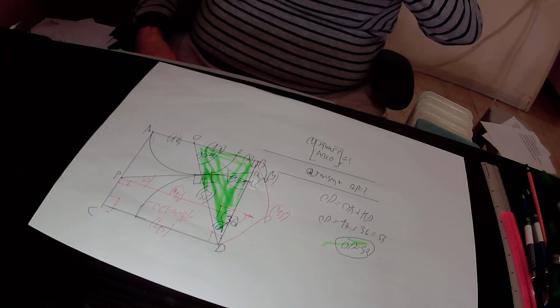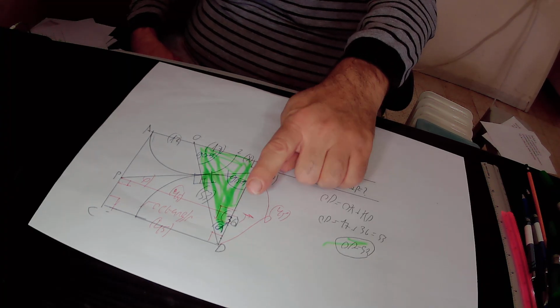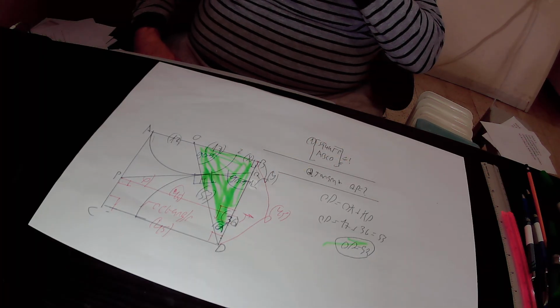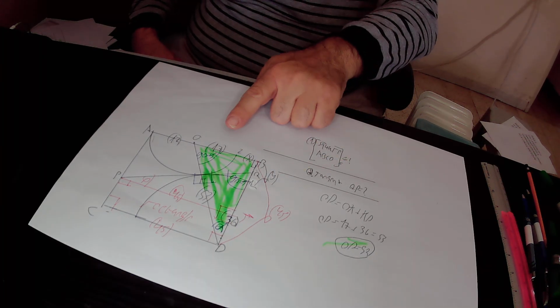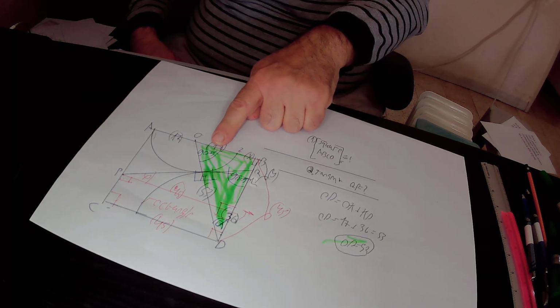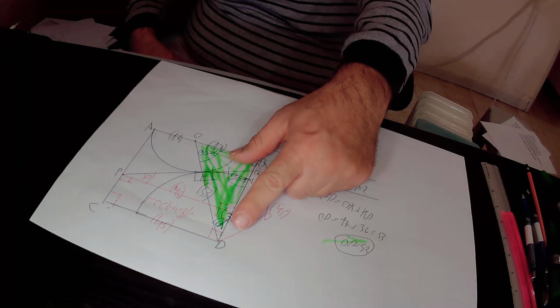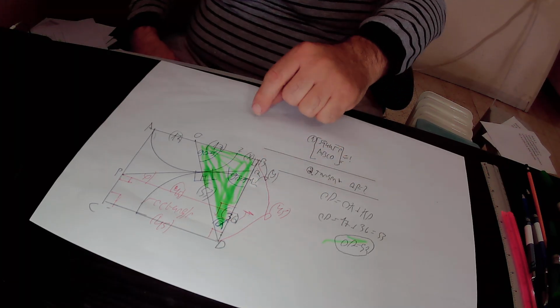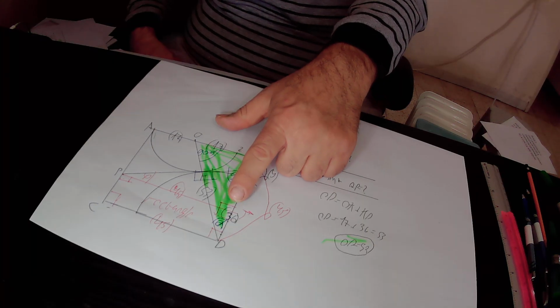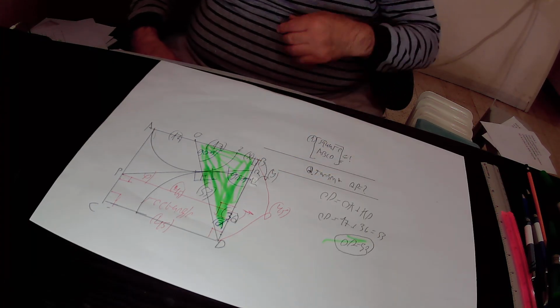And OD total must be equal to OK plus KD. So OD equals OK, the radius of this semicircle, which equals 17, plus KD, the radius of this quarter circle, which equals 36. So total OD equals 17 plus 36, that is 53. OD equals 53.